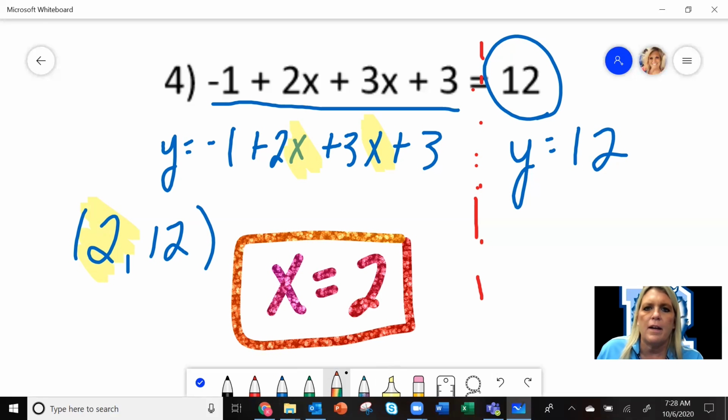Now you should be able to solve the equations using the Desmos calculator.